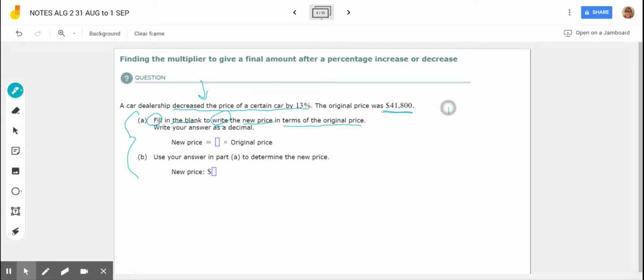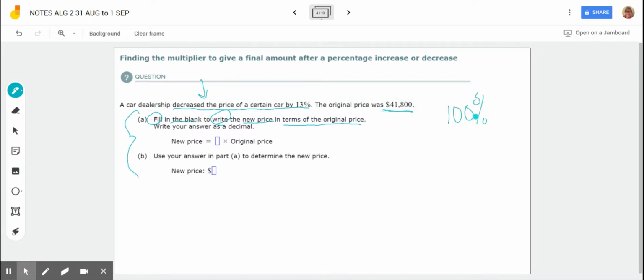So if the whole car used to cost 100%, but then they took off 13%, the car now costs 87% of what it was. So the new price is 0.87 of the original price. And then you just have to fill that in. 41,800 times 0.87 is 36,366.